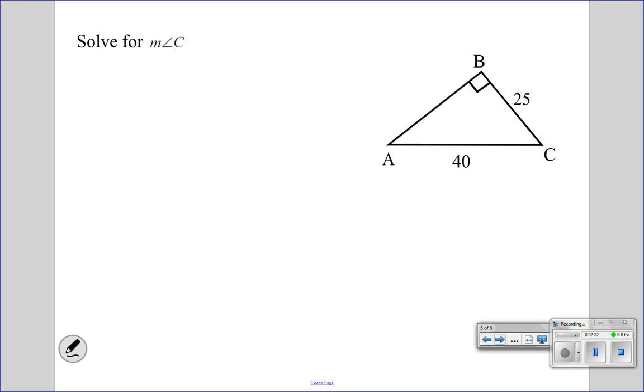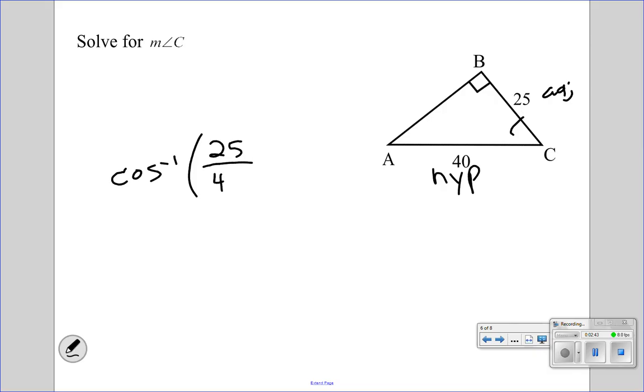For this next one, we're looking for the measure of angle C, so we can label our triangle. 40 is our hypotenuse because it's across from our right angle, and 25 is our adjacent side. If we have adjacent and hypotenuse, we know we can use cosine. We're going to use our inverse cosine because we're looking for our angle measure, of our adjacent over our hypotenuse, 25 over 40. We put this in our calculators. We know that the measure of angle C is 51.3 degrees.